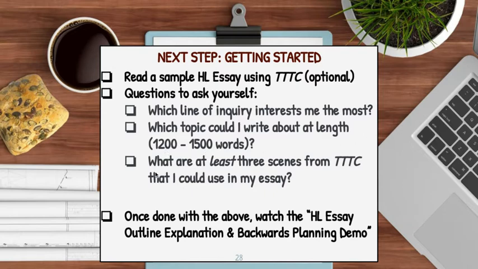And then, what are at least 3 scenes from The Things They Carried that you could use in your essay? You're able to use more than 3 scenes, right? That way you can reach the 1,200 to 1,500 word count. But it would also help, as you're considering what line of inquiry you want to do, if you can narrow it down by saying, yes, for this line of inquiry, I can think of 3 scenes very easily. If that's the case, fantastic. I would suggest you start your outline.